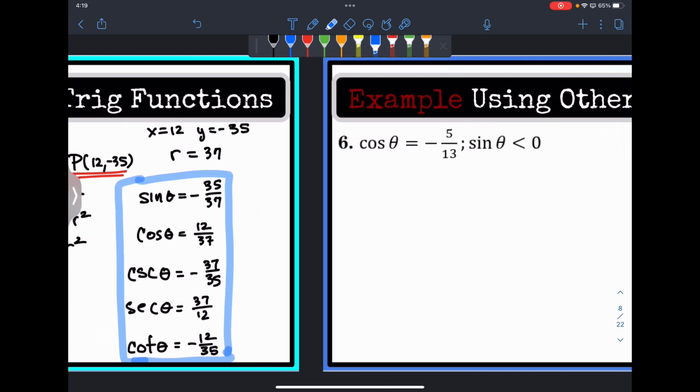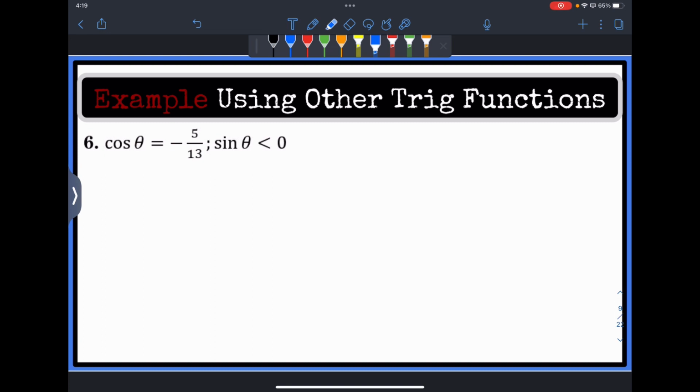Let's do one last example. This example is very similar to the first example we did. We have that the cosine of theta is negative 5 over 13. Since cosine divides the x value by the r value, and because of this negative sign, I prematurely put it on the top, because I knew that the x value has to be negative.